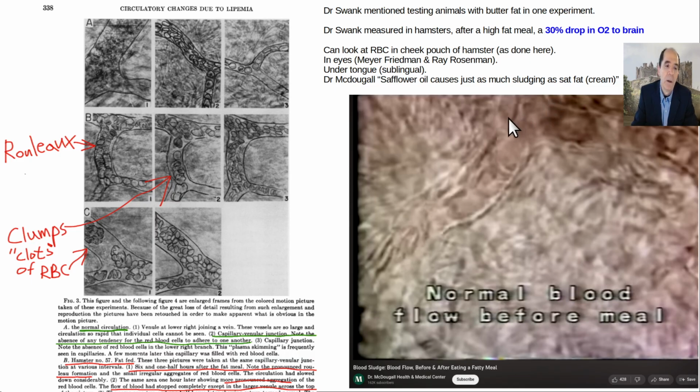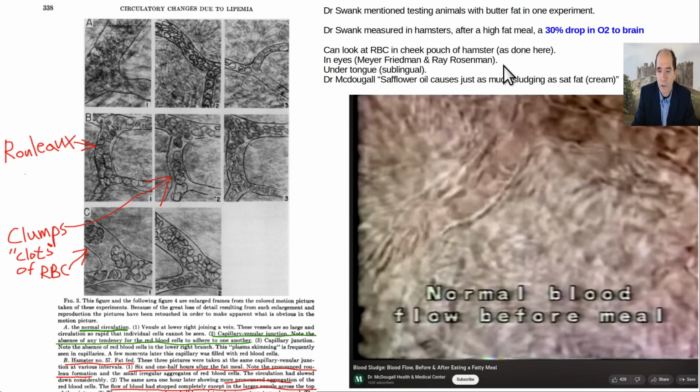Okay, Roy Swank, the great neurologist who worked with Dr. McDougall and did all this work on how high-fat diets predisposed to tissue hypoxia, and he felt that this was damaging the blood-brain barrier and facilitating opening up of the blood-brain barrier to lead to multiple sclerosis. That was the theory of Roy Swank. He also measured in a hamster brain that after a high-fat meal, there was a 30% drop in the oxygen delivered to the brain tissue itself.